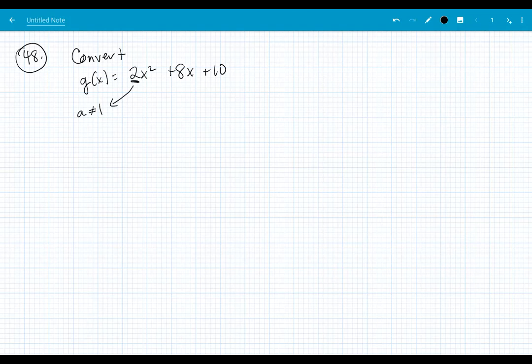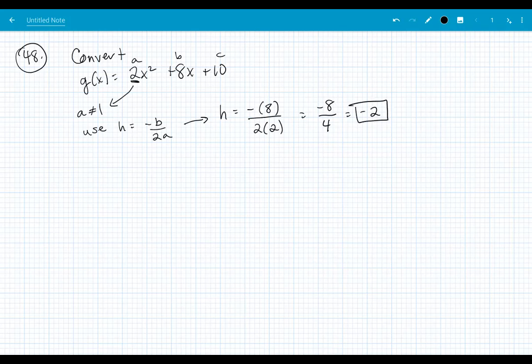So we're going to use h is equal to negative b over 2a again. So recognizing our a, b, and c values, I'm going to change this to vertex form. So in this case, h is equal to negative b over 2 times a, which is 2, which gives me negative 8 over 4, which is negative 2. Like we said, the h is still an x value, just a very particular x value.